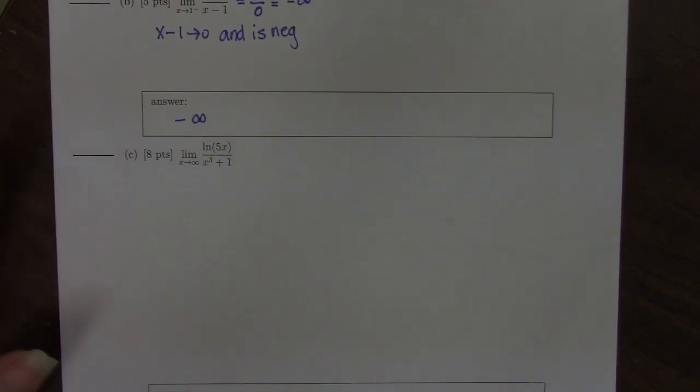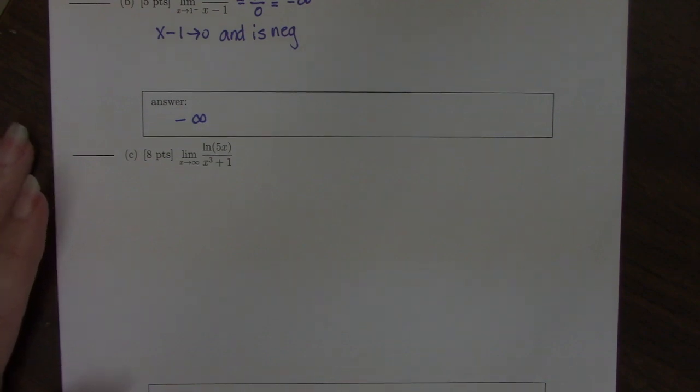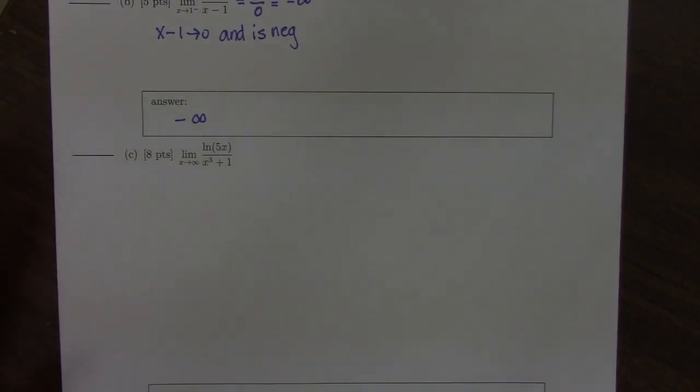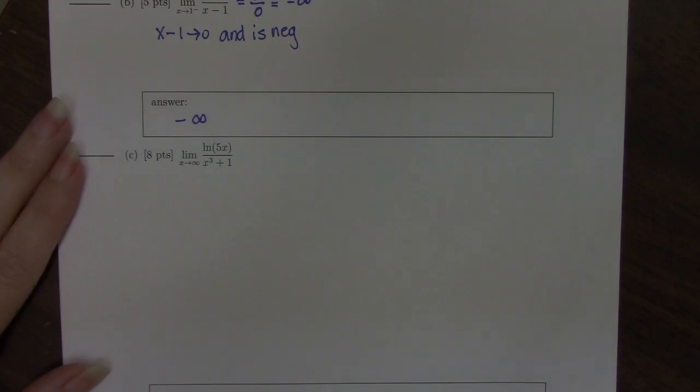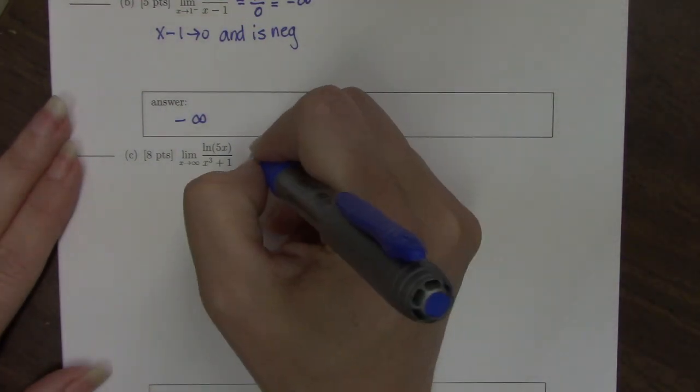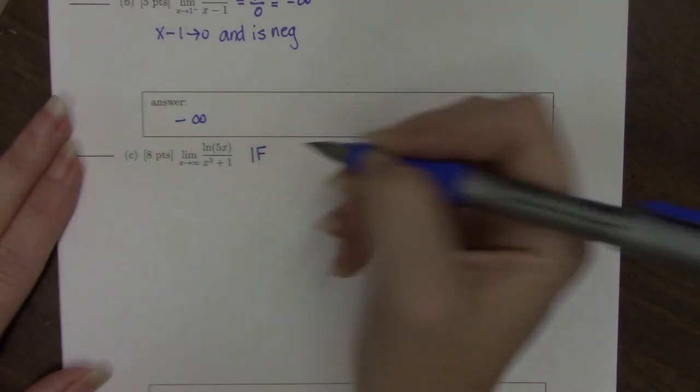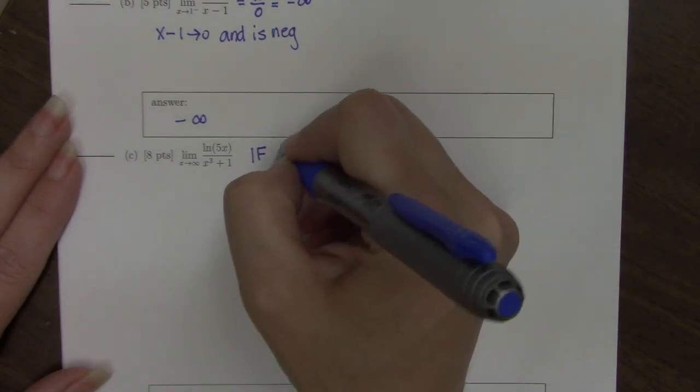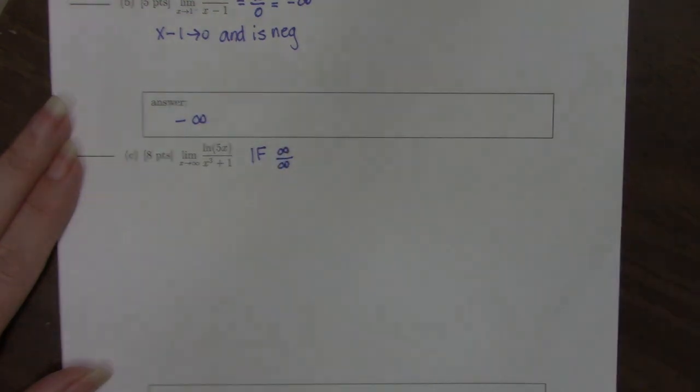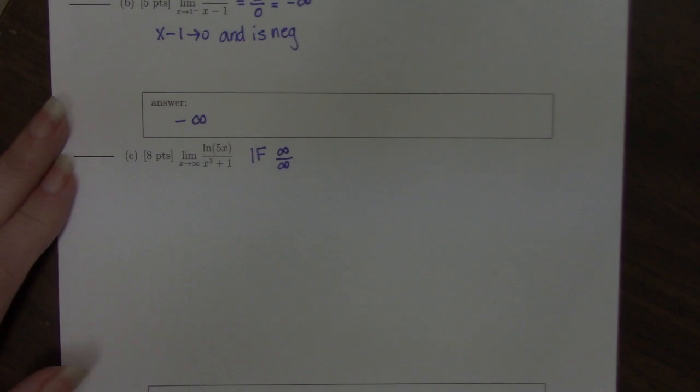Part C says the limit as x goes to infinity of ln of 5x over x cubed plus 1. So if we try to do direct substitution here, we're going to see that we get infinity in the numerator and we're also getting infinity in the denominator. This is an indeterminate form of infinity over infinity. So this is a great candidate for L'Hopital.